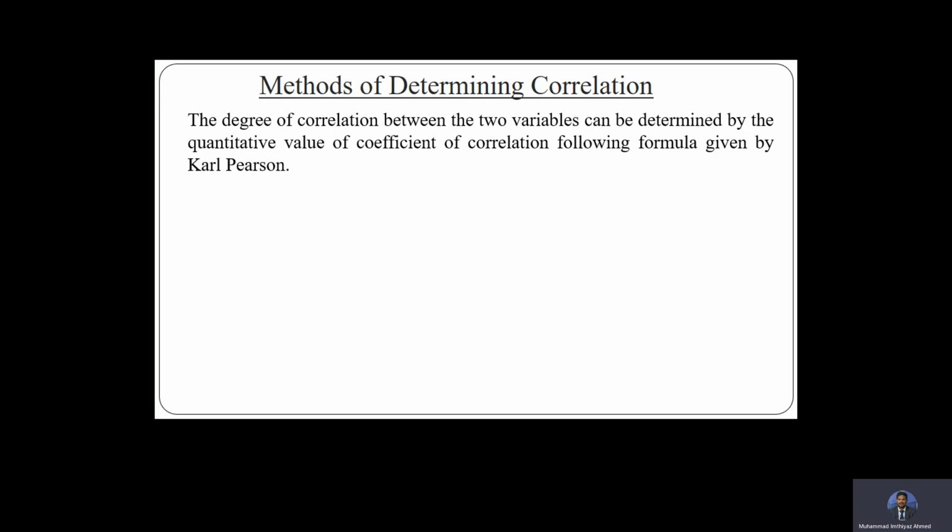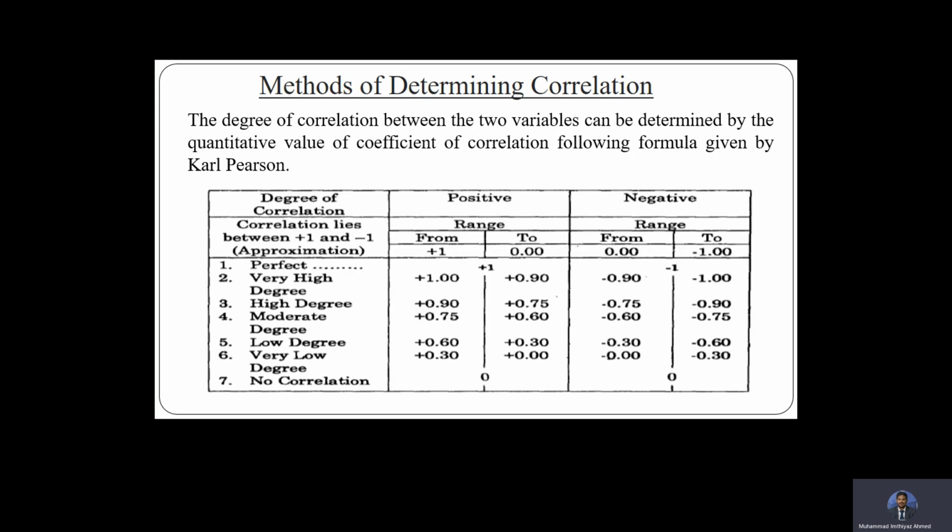So you should understand, it deals with quantitative value, means it deals with numerical value, number. Is that clear? So the quantitative value of the coefficient of correlation, the following formula, was propounded by Karl Pearson. Now he has given a table here. This is the table, okay?